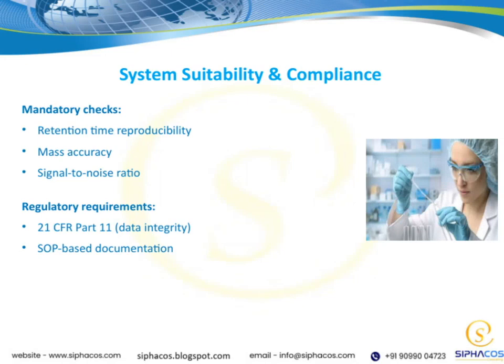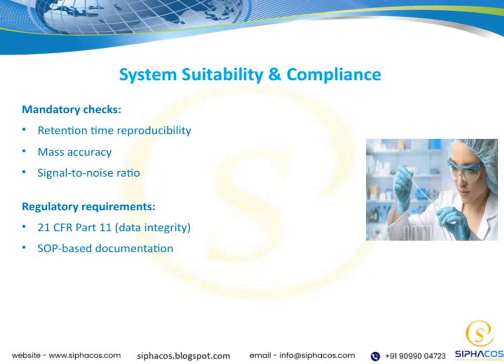Let's now look at system suitability and compliance. First, there are some mandatory checks we need to perform. These include ensuring that our retention times are reproducible, which is crucial for consistent results. We also need to verify mass accuracy, meaning our measurements must be precise and reliable. Additionally, assessing the signal-to-noise ratio helps us confirm that our signals are strong enough to distinguish from background noise, ensuring data quality.